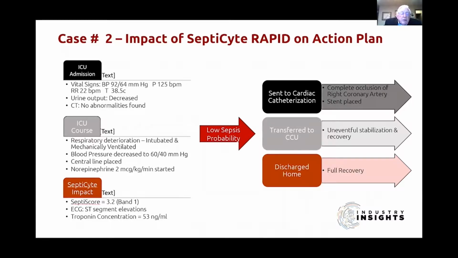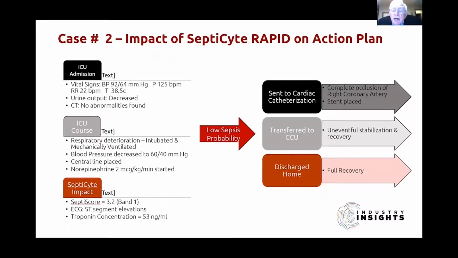The patient was intubated because of continued respiratory deterioration. Norepinephrine was started because of continued hypotension, and a central line was placed. The Septicyte Rapid score returned with a score of 3.2, suggesting a non-infectious etiology. Associated with that, ECG showed ST segment elevations. Troponin concentration came back at 53, which is elevated.